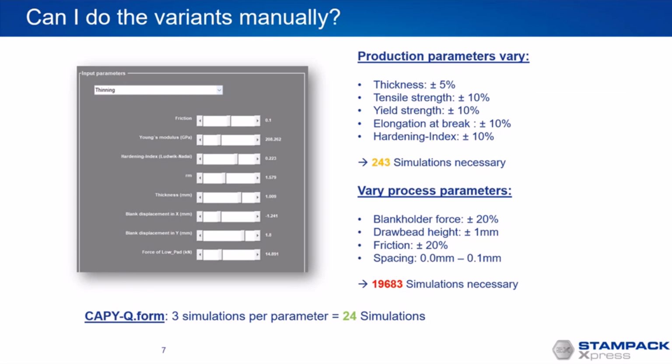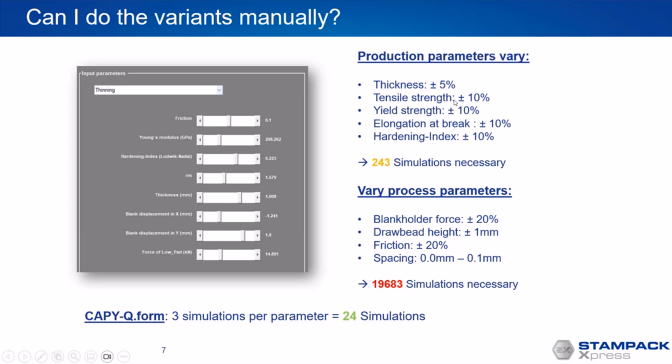So for example, once a customer told me, typically when I have production parameters that vary, then I make one simulation on the lower end, I make one simulation on the upper end of the range, and I make one simulation in the middle. So for example, I make here a simulation with a thickness that is -5%, I make one with a +5%, and I make a simulation with the thickness itself. Okay, then I have to make 3 simulations to cover the thickness.